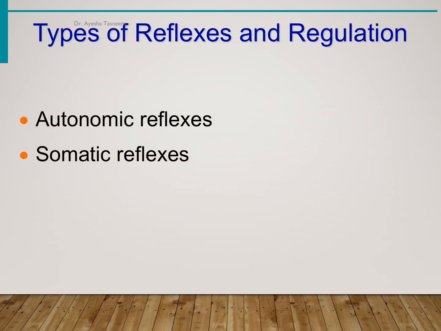Then we come to the types of reflexes and their regulation. We have two types of reflexes, autonomic reflexes and somatic reflexes. Autonomic reflexes include smooth muscle regulation, heart and blood pressure regulation, and regulation of the glands and digestive system. Then we have somatic reflexes that include activation of the skeletal muscles.